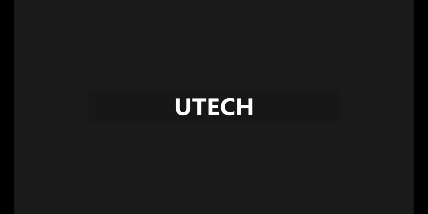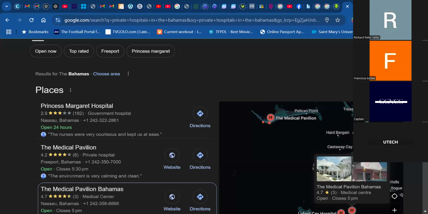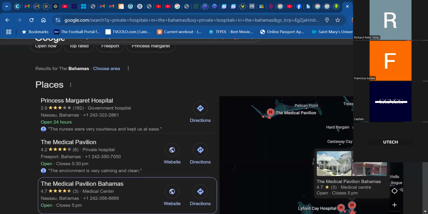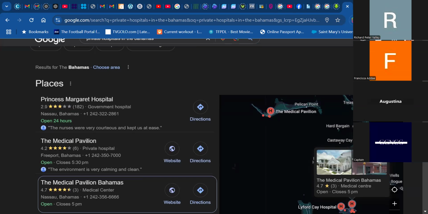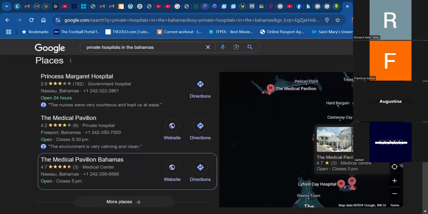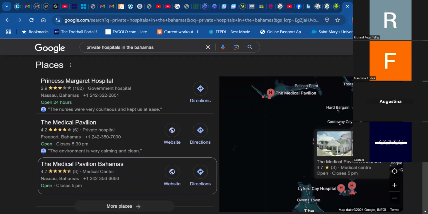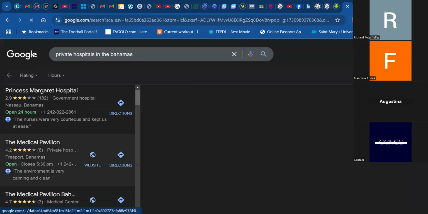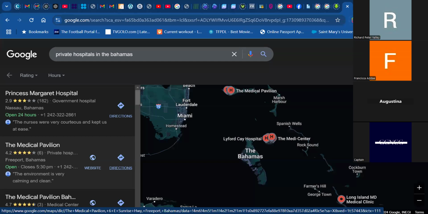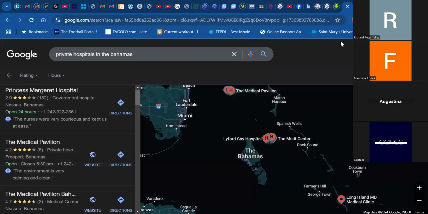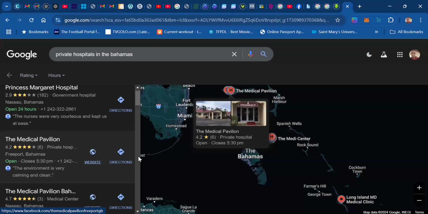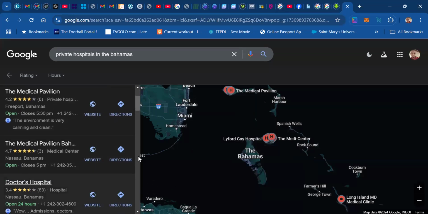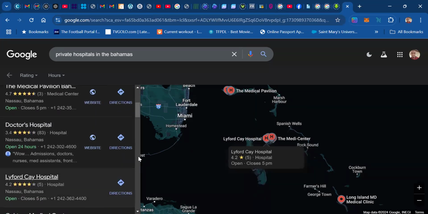At times, I give them a personal address that they can send their application through, for them to be booked for a work interview. So yeah, I hope these are some of the hospitals. The Medical Pavilion, Princess Margaret Hospital is my hospital. That is their main teaching hospital. That is where I work. The Medical Pavilion is a private hospital. They have Doctors Hospital. They have Johnson's.